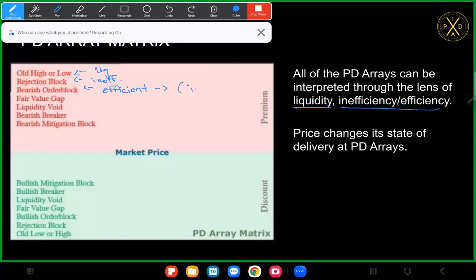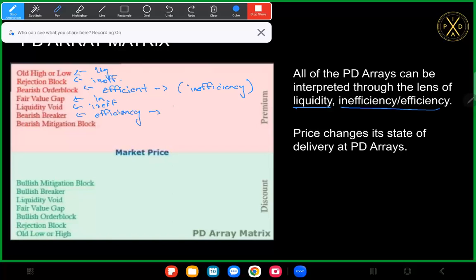So we can put inefficiency here as well, because it is heightened in probability in the presence of an inefficiency. And then a fair value gap is just an inefficiency. Same thing with a liquidity void. A bearish breaker is just a balanced price range. Right, so that's efficiency. Hopefully I spelled that right.